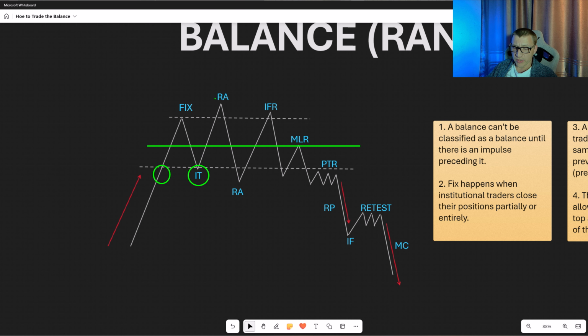Next, responsive activity. Can we trade a responsive activity? Yes, we can, but this is an aggressive trade. This is an aggressive trade, all right? So a responsive activity is also tradable.